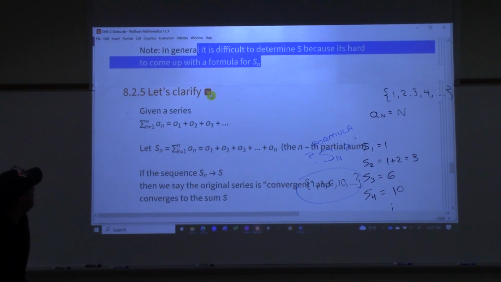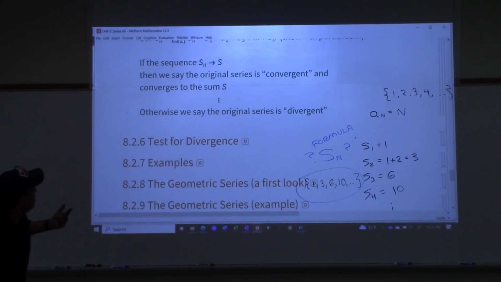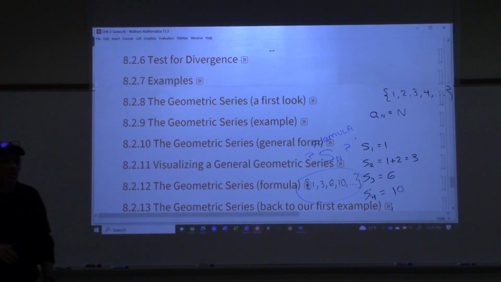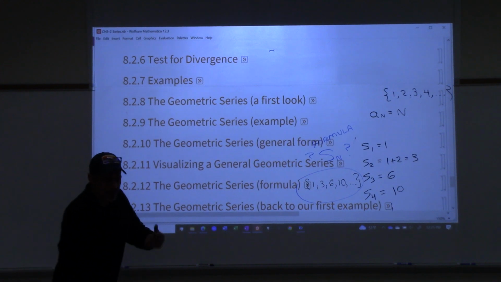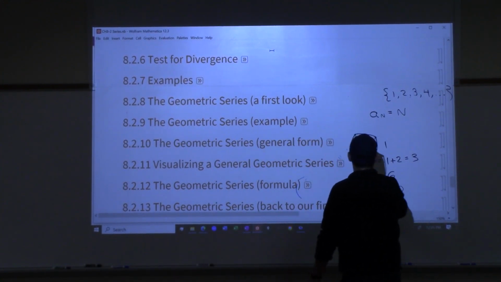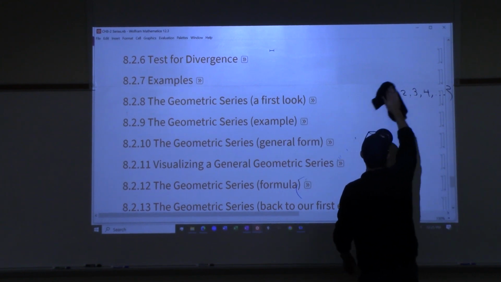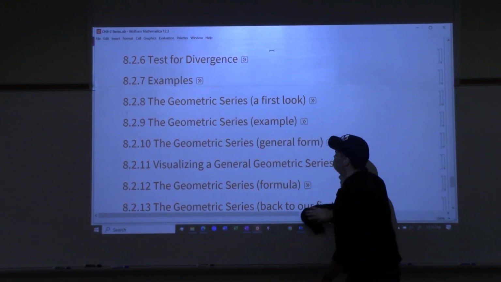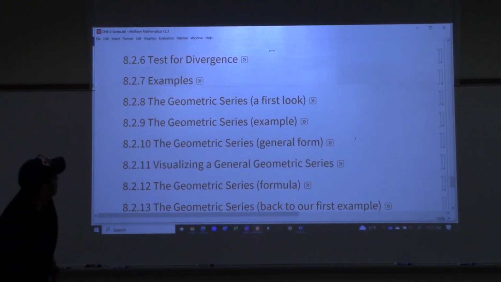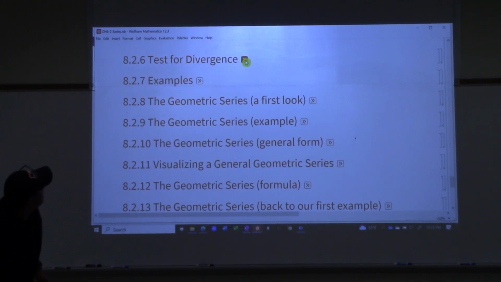Let's clarify. I think we're okay here. Test for divergence. The first test on your sheets. The very first test on that sheet I just showed you. It's called the test for divergence. And this is the easiest test. Out of all the tests, this is the easiest one. Here's what the test says.